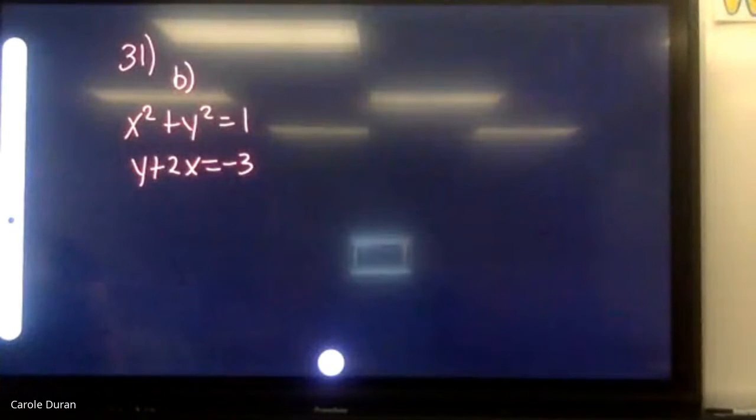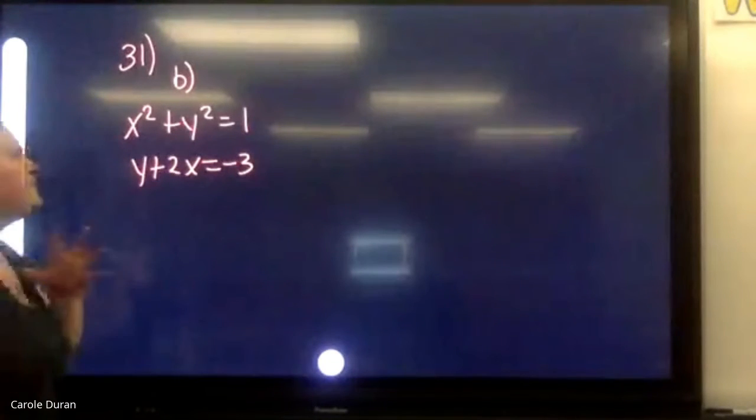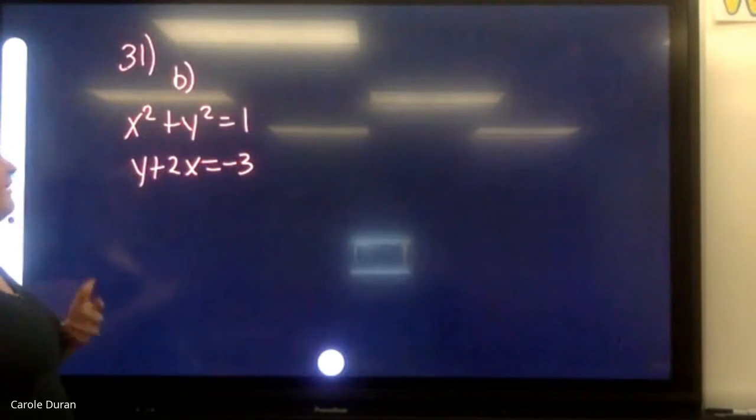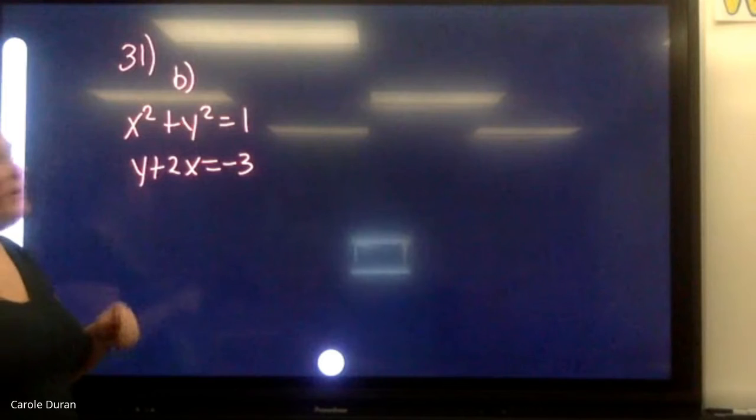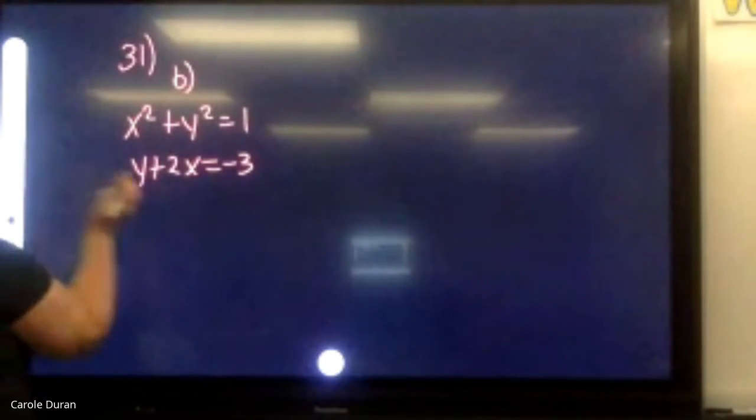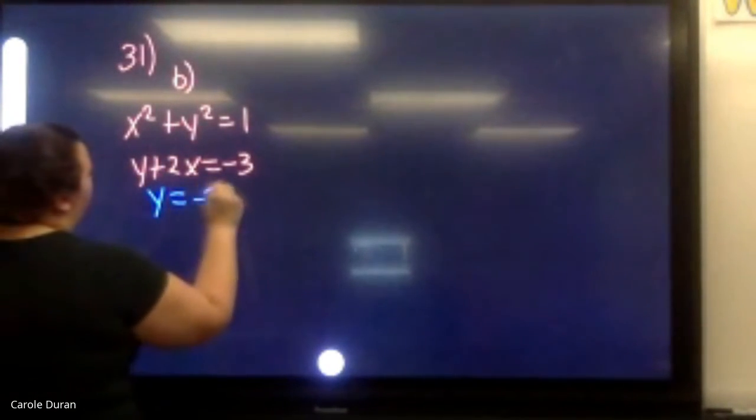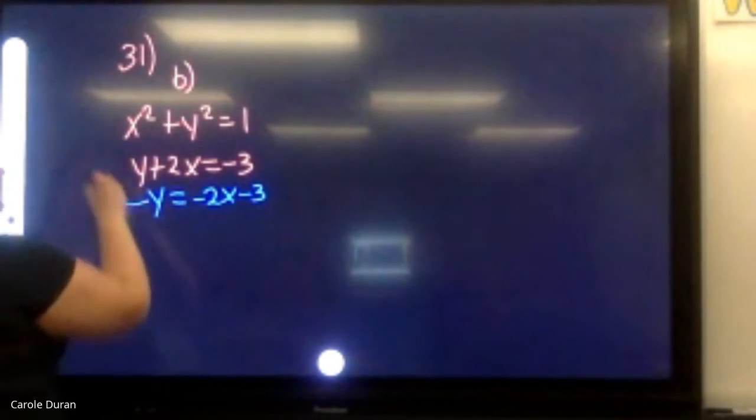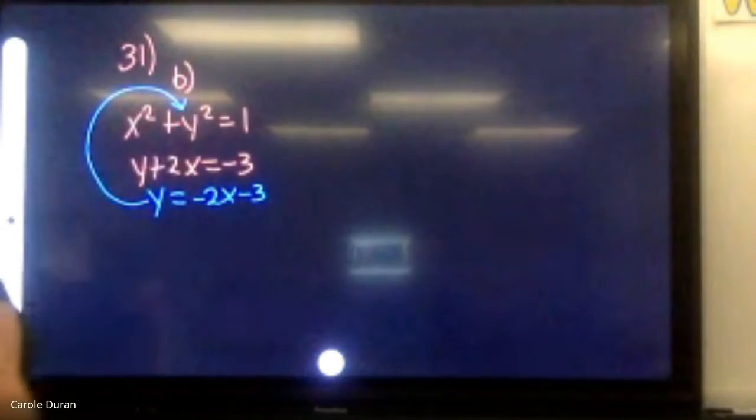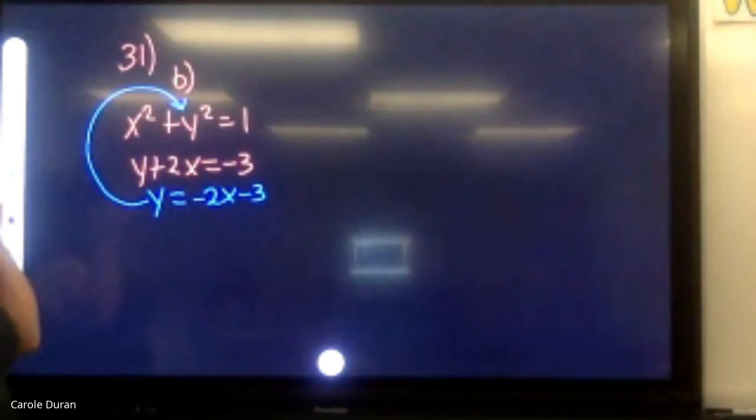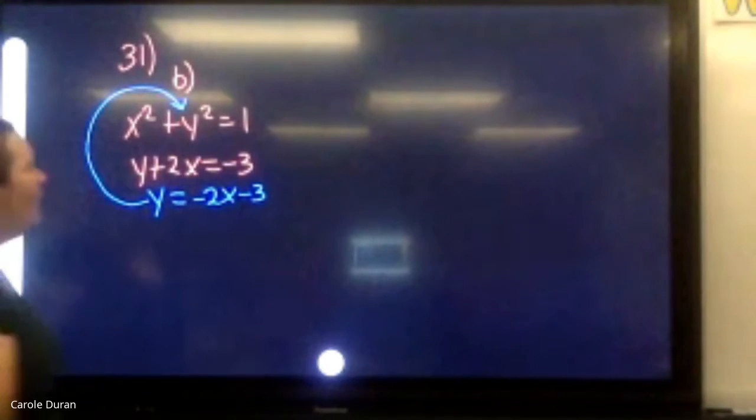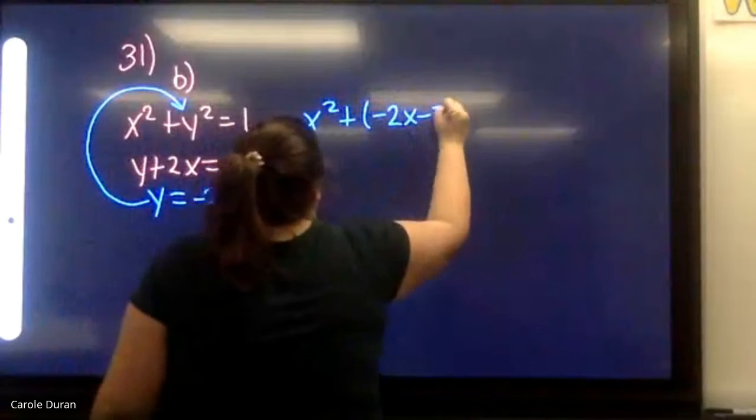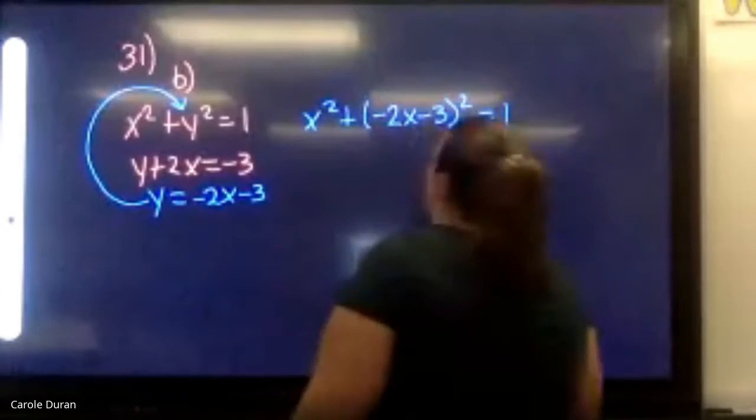So on this one, I want to do substitution, which means I need to solve one of these equations for one of my variables. Clearly, I'm not going to solve the first one for anything because I'm going to have a really ugly square root in it. So I'm going to go ahead and solve the bottom equation for y. When I do, I get y equals negative 2x minus 3. I'm now going to take this negative 2x minus 3 and substitute it in for the y in that first quadratic type equation. So when I do, I get x squared plus negative 2x minus 3 squared equals 1.